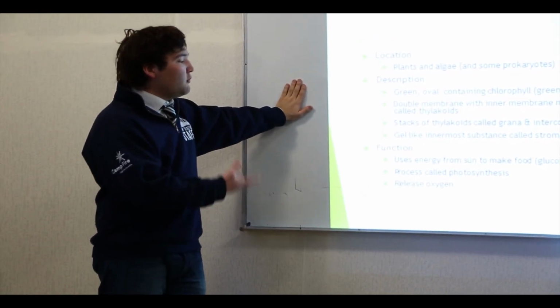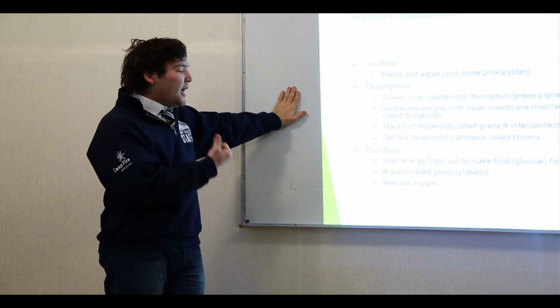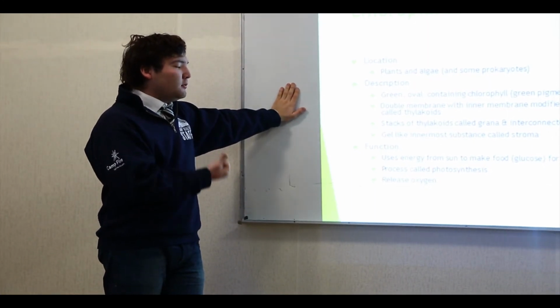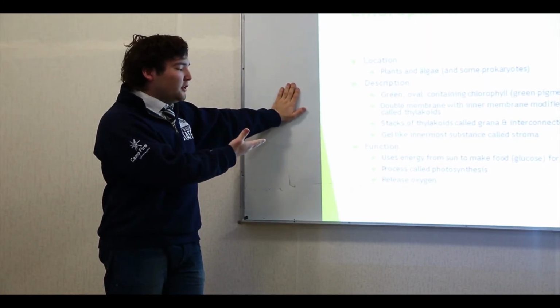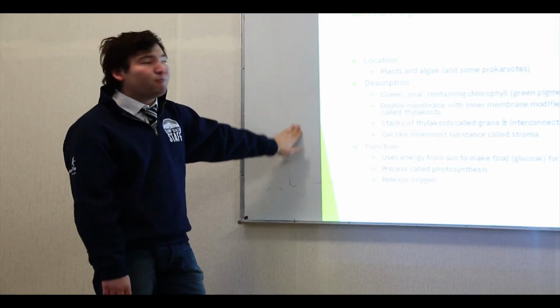The function of the chloroplast is to use energy from the sun to make food as glucose for the plant. That process is actually called photosynthesis, and during photosynthesis the plant cells release oxygen.